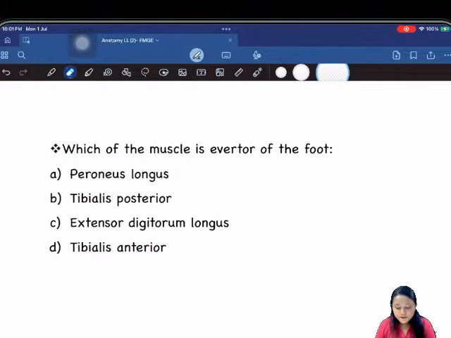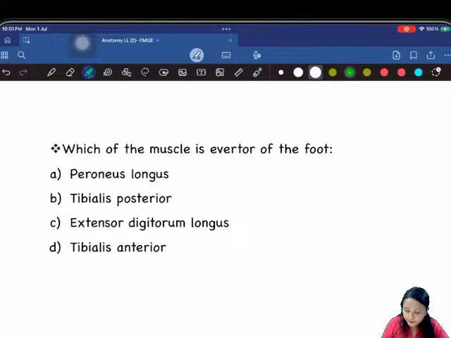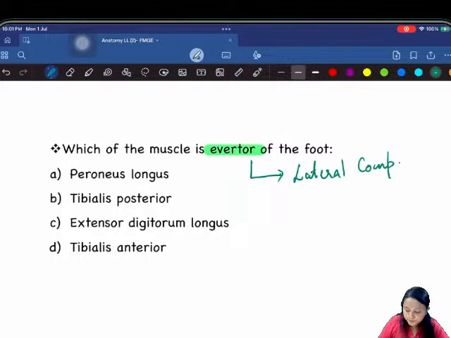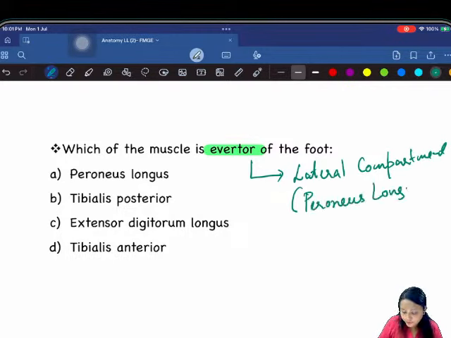Which of the following muscles is the everter of the foot? I want a quick answer in the chat box. Everter. What is the meaning of everter? I already told you. Everter will be in which compartment? Lateral compartment. In the lateral compartment there are only two muscles: peroneus longus and peroneus brevis.